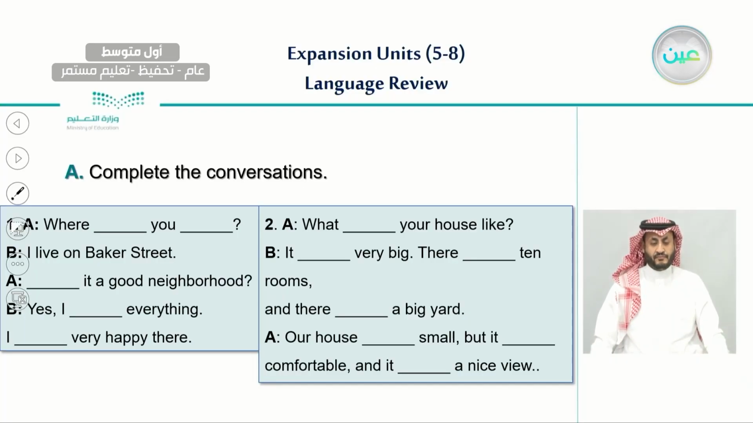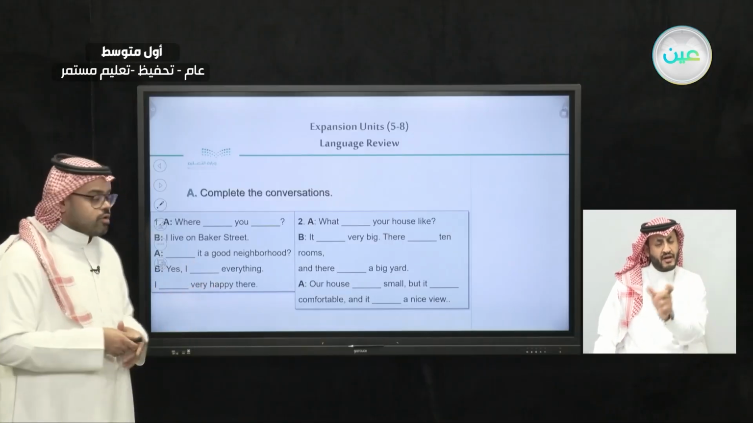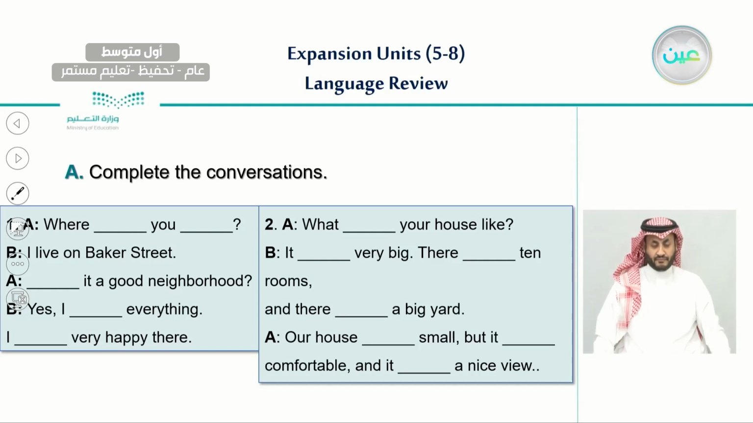So the first one, we have two conversations, number one and number two. Let's try to read them together and try to elicit the answers for each one. So number one, we have A and B, the first person and the second one. The first one says, where ___ you ___? And here is a question.